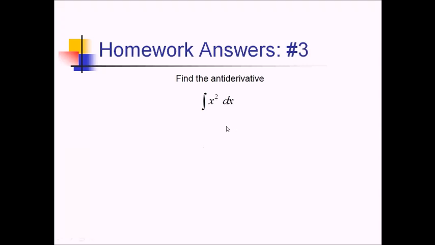For number 3, we want the antiderivative of x squared. So we bump that exponent up to a 3, divide by 3, that gives us 1/3 x cubed, and then we have that plus c. For number 4, we want the antiderivative of 6x cubed. So that exponent needs to become a 4, and then dividing by 4, we have 6 over 4, or 3/2 x to the 4th, plus c.